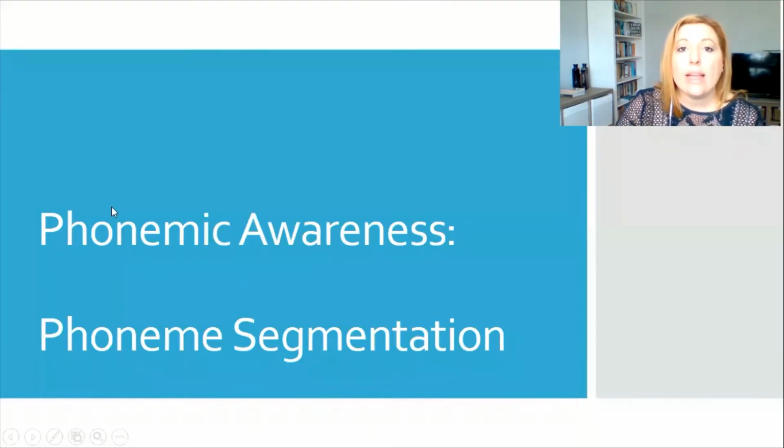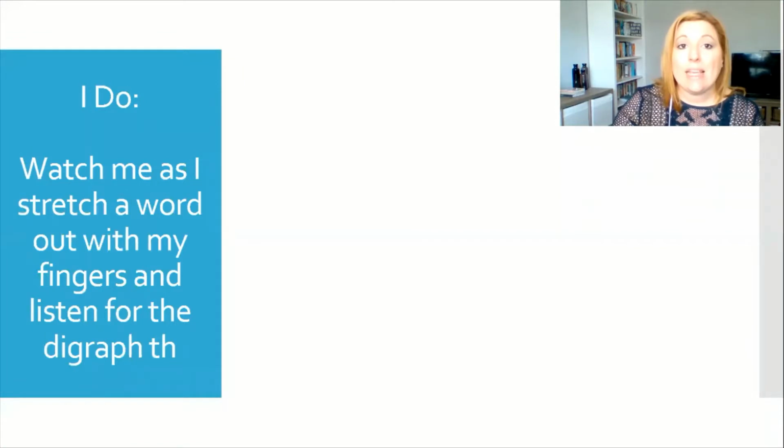All right, so let's go ahead and do some work. We are going to listen to the sounds in words. We're going to stretch them out, and then we're going to try to see if we can hear where the digraph is. So we're going to be listening for the spelling TH and the sound th, because that's what the digraph TH spells. All right, so watch me as I stretch a word out with my fingers, and then I'm going to listen for the digraph. That sound that we're listening for is like thumb, okay?